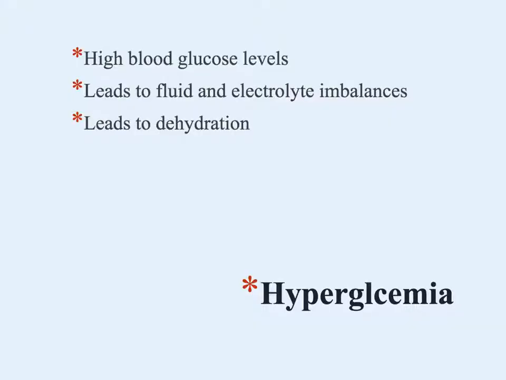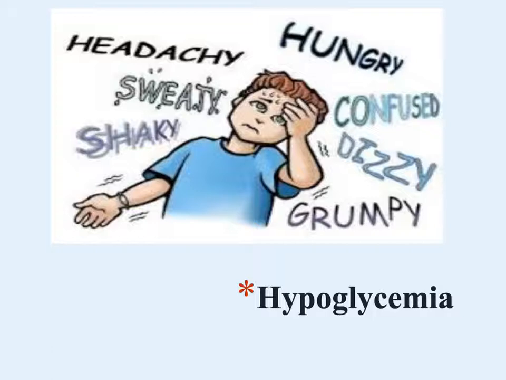Hyperglycemia is high blood glucose levels. It leads to fluid and electrolyte imbalances, and the big thing that it leads to is dehydration due to the polyuria. These are signs and symptoms of hypoglycemia. That's when the blood sugar gets too low. The patient will get very sweaty, hungry, confused. They can mimic the signs and symptoms of a stroke. So a lot of times if we fear somebody's having a stroke, we'll check their blood sugar to see if that's what it is or if it is indeed a stroke.